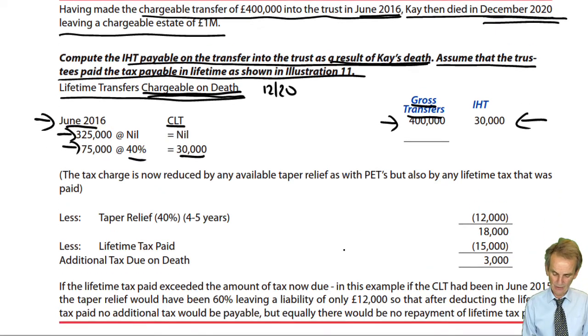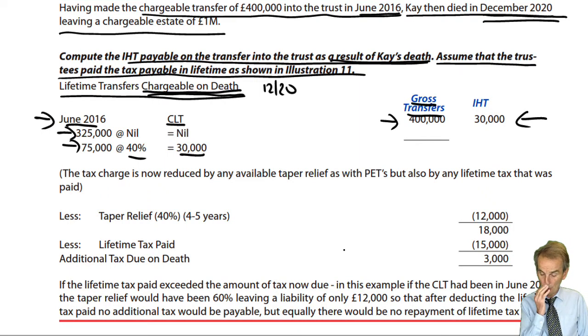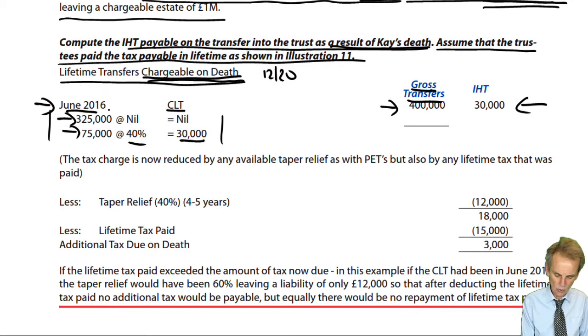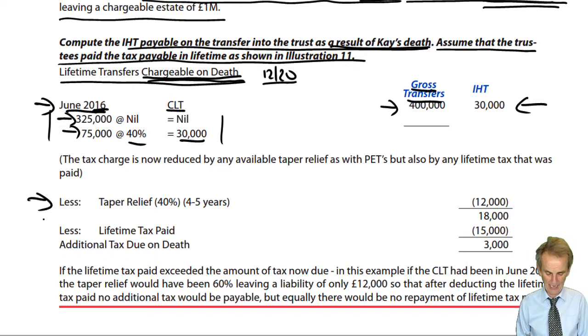So there's your first figure. If you'd been told that there was a PET where you had a gross transfer value of 400,000, that was the chargeable transfer figure, you'd have done exactly the same calculation as you see there. What you'd also do with the PET, and you now do it for this CLT as well, is to say, well, hang on a minute, June 16, that is more than 3 years from the date of death. Therefore, taper relief is available as a reduction in that tax charge.